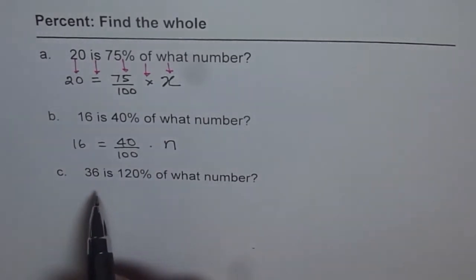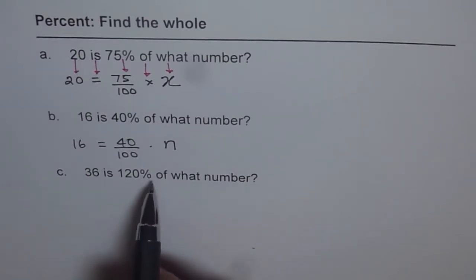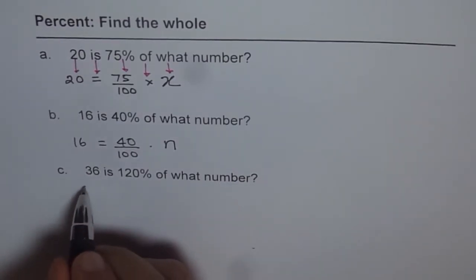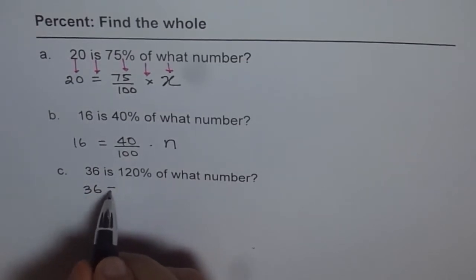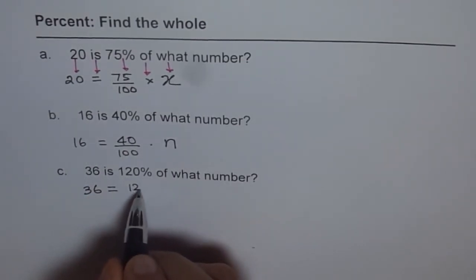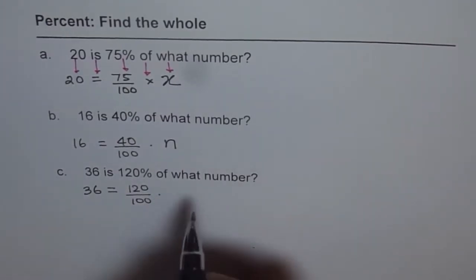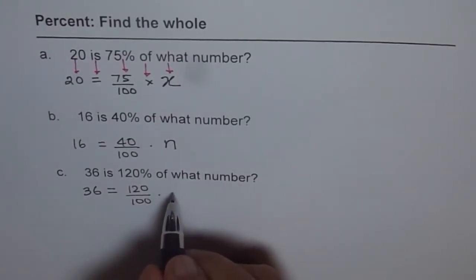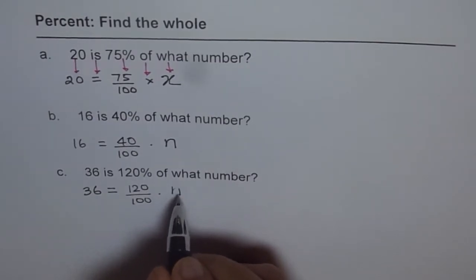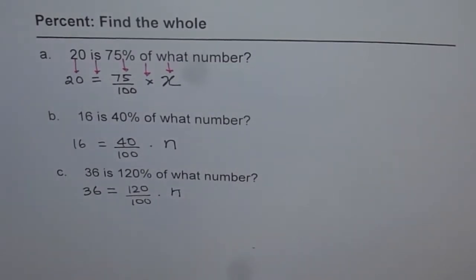Now the last one, I think you can write it now. 36 is 120% of what number? We write 36 is means equal to 120%, which means 120 over 100. Of means times what number? We will use a variable, which could be n. So n is good. You got all three equations now. So solve the equations and find the value of that number.